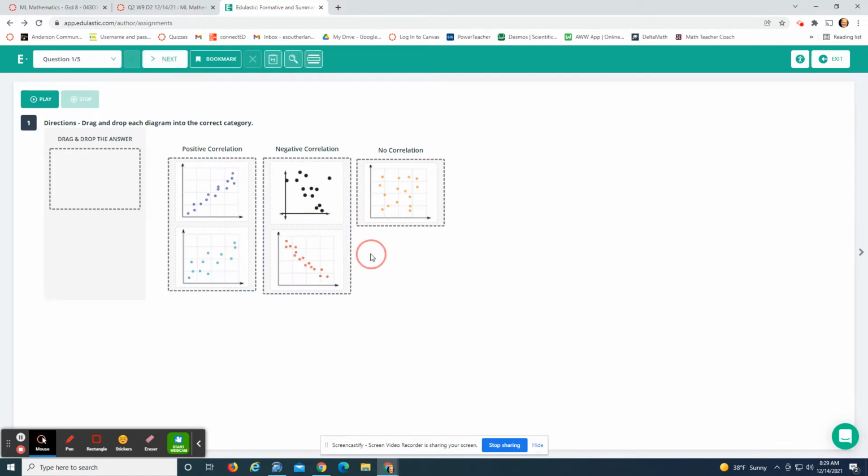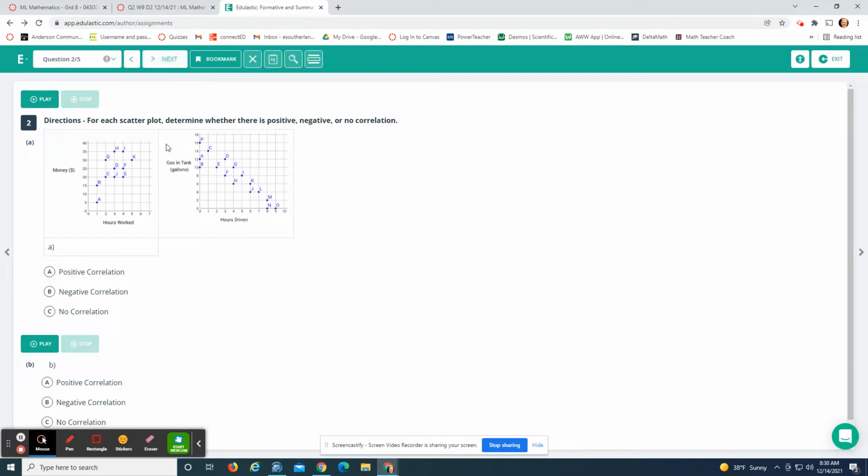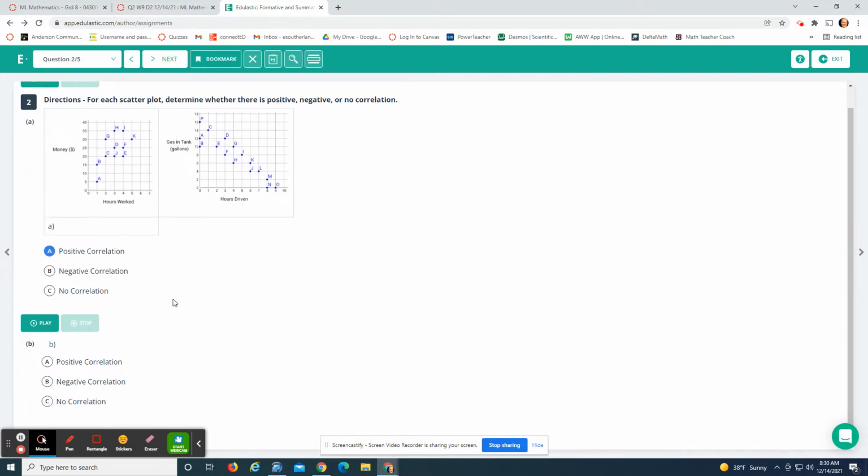Questions about any of these? No? Now, it says for each direction determine the thing. So this one's for A. It wants, is it positive or negative? This is positive. It's going up. For the next one, it is negative.